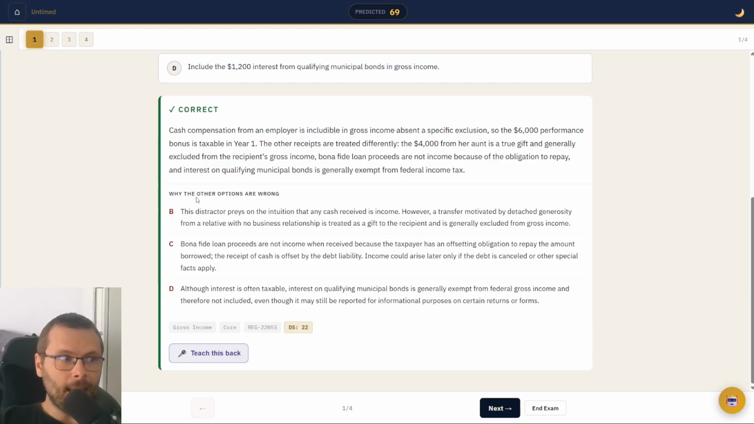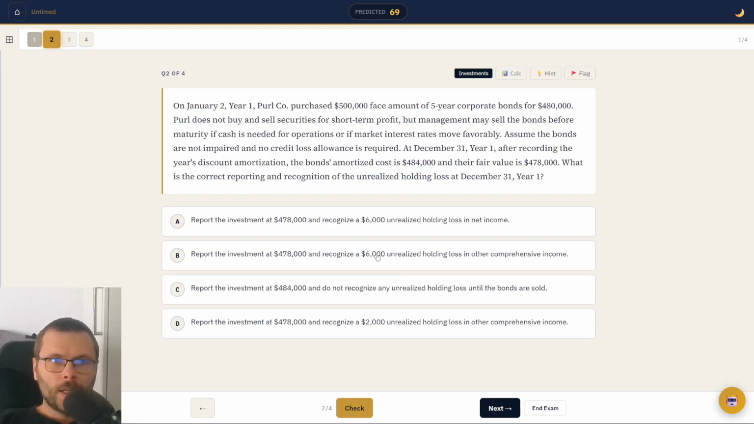Yes, read why it's right, and read why the other 3 were wrong. Next question. Read the stem. What is the correct reporting and recognition of the unrealized holding loss at December 31? The answer options: 478,000, 6,000 net income; 478, 6,000 OCI; 484, no unrealized holding loss until they're sold; and 478, 2,000 to OCI. So I've got an idea what this question is going to ask, but let's read it.